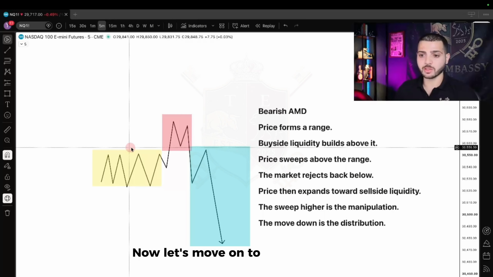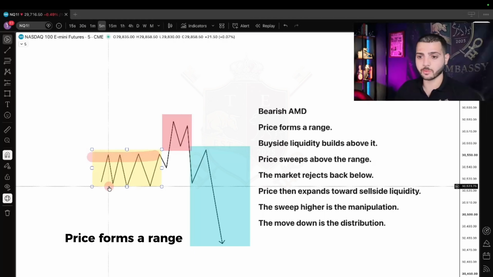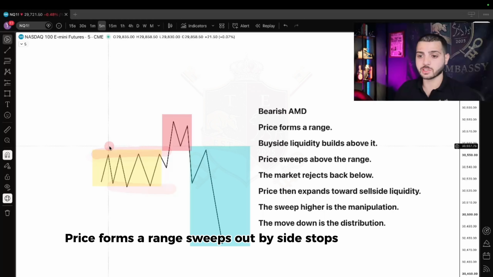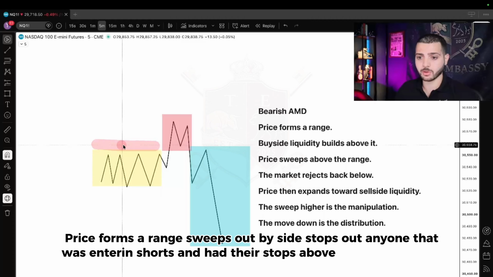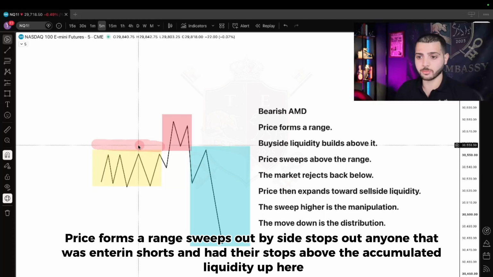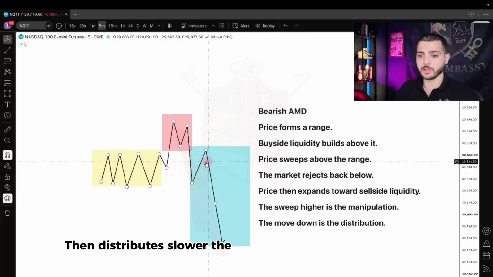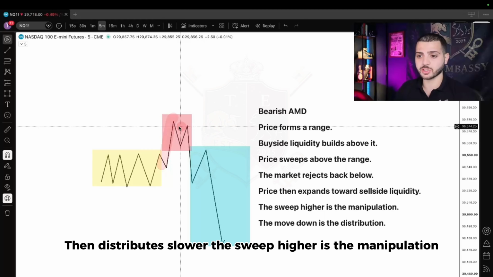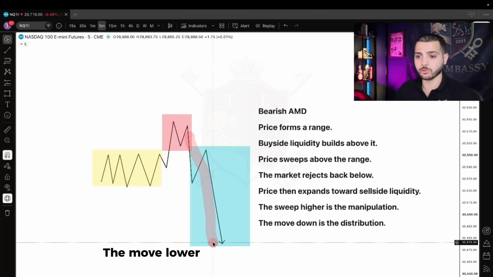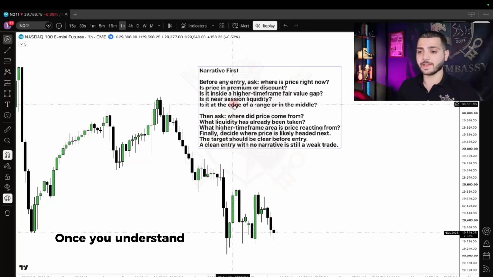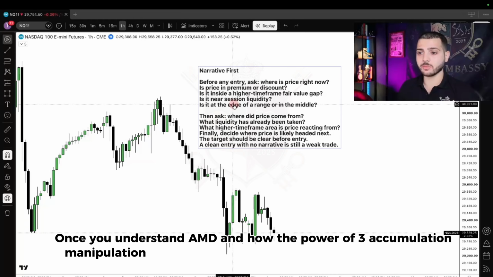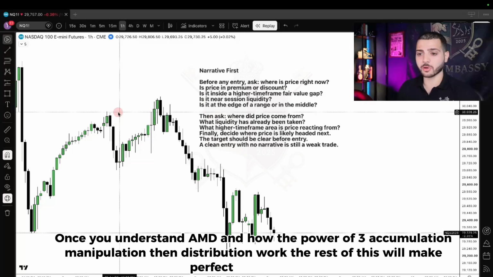Now let's move on to the bearish example. Price forms a range, sweeps out buy side, stops out anyone that was entering shorts and had their stops above the accumulated liquidity up here, then distributes lower. The sweep higher is the manipulation and sweep of liquidity. The move lower is the real move, the distribution. Once you understand AMD and how the power of 3, accumulation, manipulation, then distribution, works, the rest of this will make perfect sense for you.